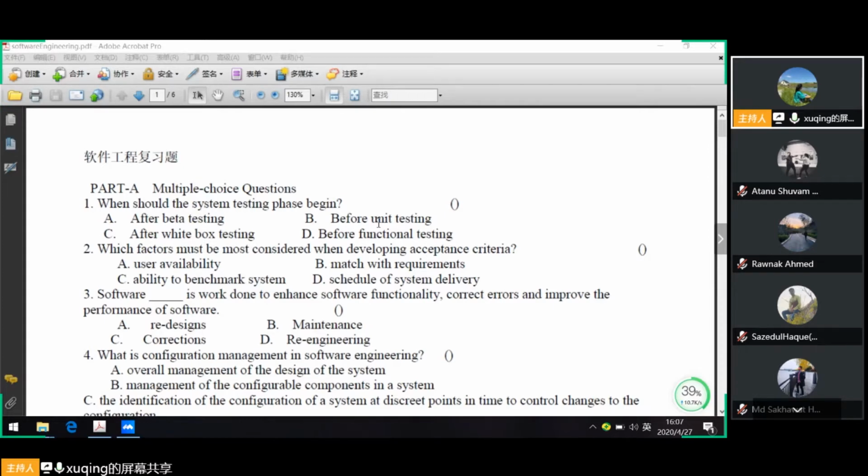And system testing, we may call it, okay. And what about beta testing and functional testing, white box testing? They are very dispersed. So we need to find some ways to call them together.